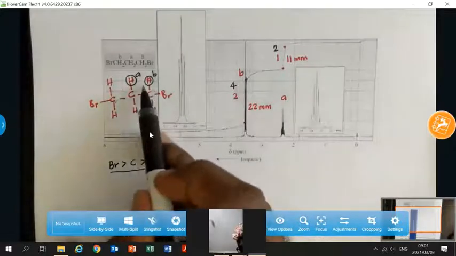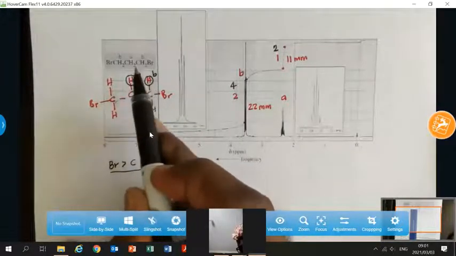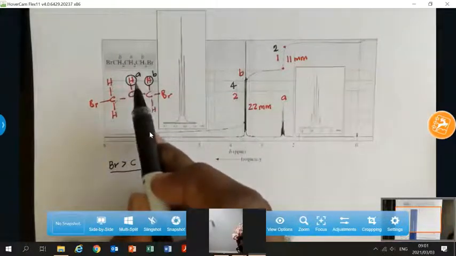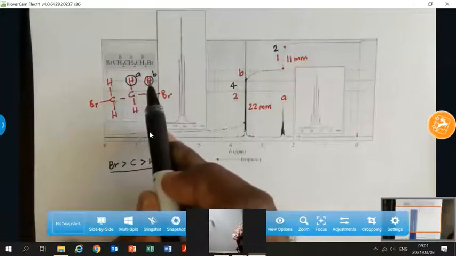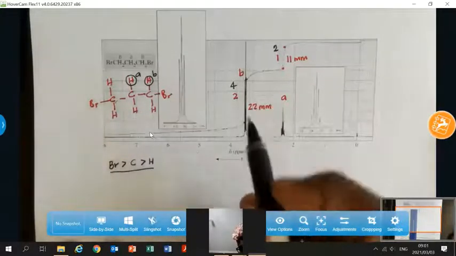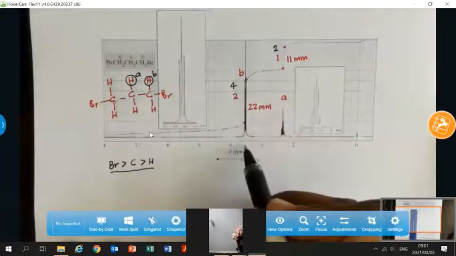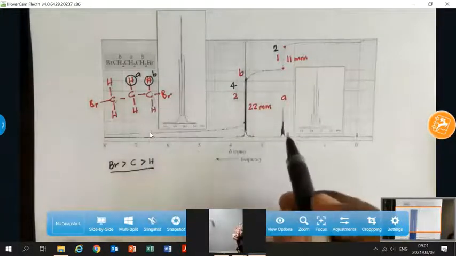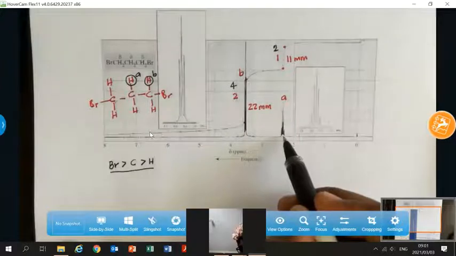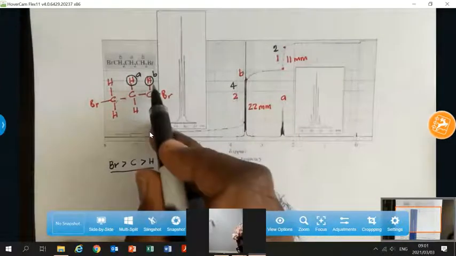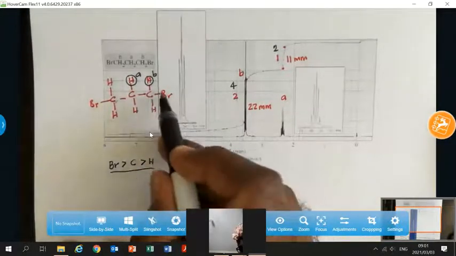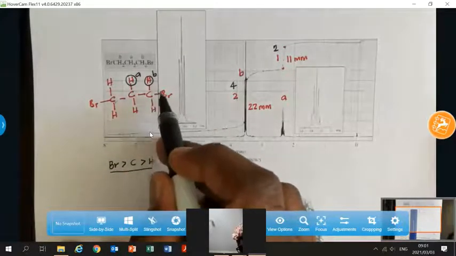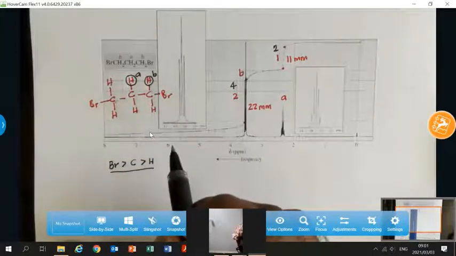So that's why this hydrogen needs more energy to flip from the alpha to the beta state, right? And it will be de-shielded. This will need less energy compared to this proton. So that's why we find B so de-shielded around 3.4. And we find A at 2.2, not as de-shielded as B, right? But if I had a hydrogen here, it would be de-shielded compared to if I had a hydrogen here, right?